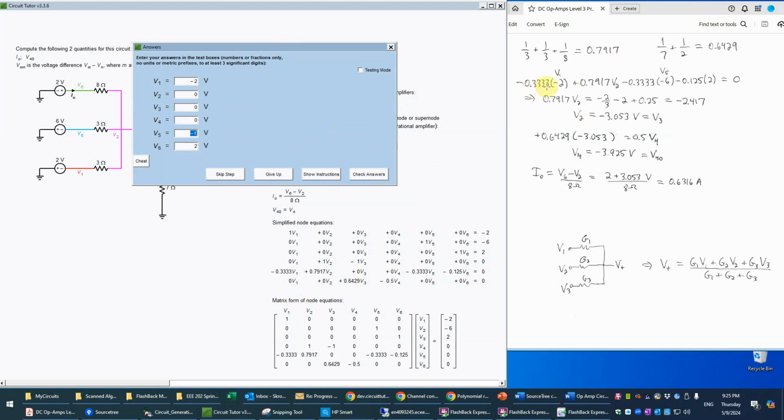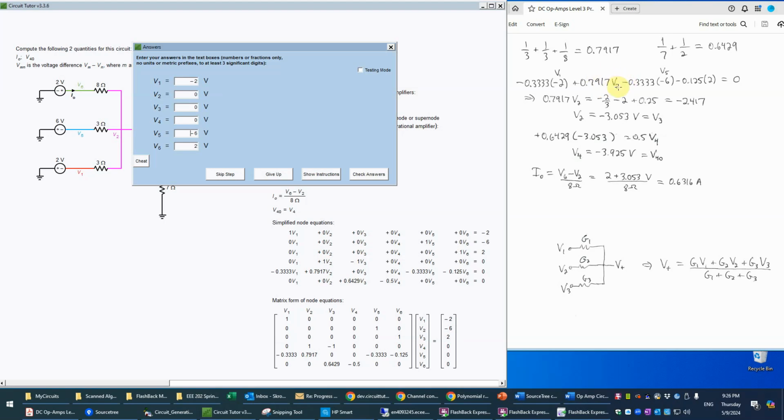So we have minus 0.3333 times V1, which remember that's -2, so we just put that in there, plus the 0.7917 V2, minus the 0.3333, or a third of V5, and remember we know V5 is -6 here, so I just put in the -6, and finally minus 1/8 times V6, which is just 2. So put that in here, and now we just have one unknown there.